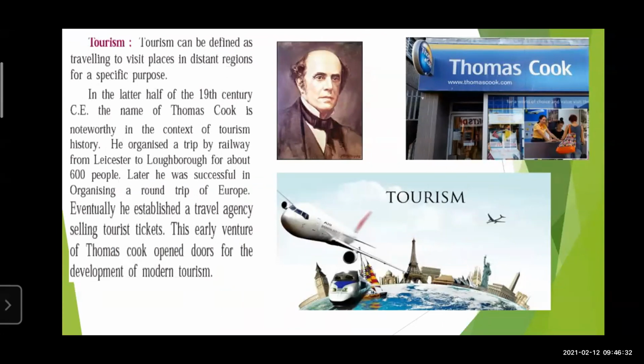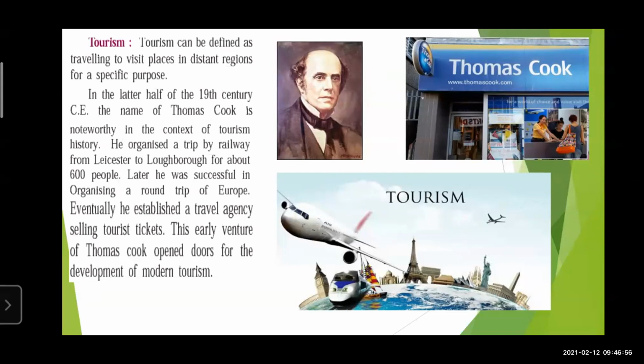It goes back to the later part of the 19th century CE, that is Common Era. The name of Thomas Cook. It's the name of a person, an English businessman, as you can see his picture here. His name is Thomas Cook. He is noteworthy in the context of tourism history.